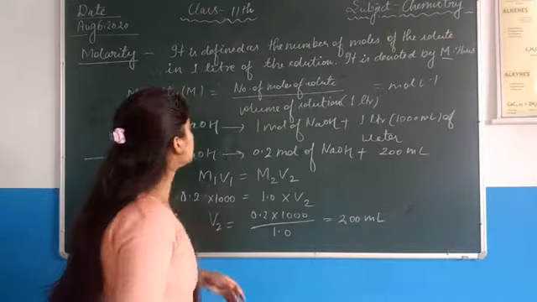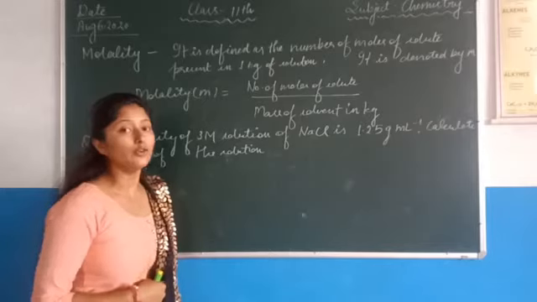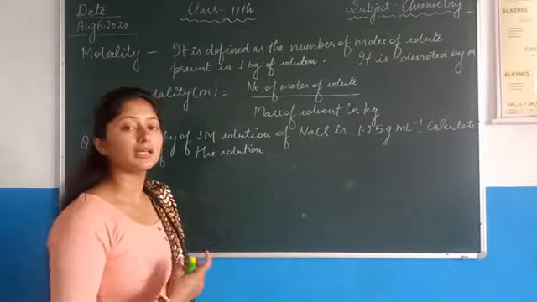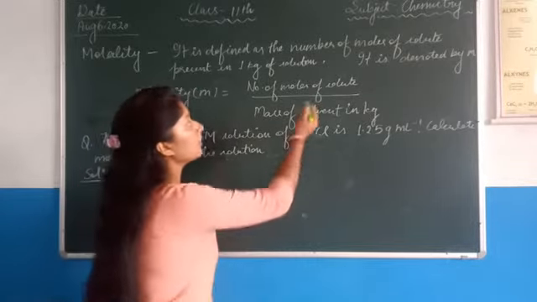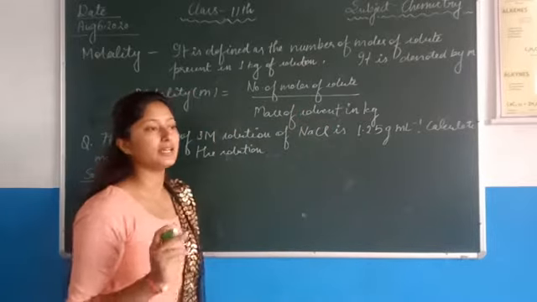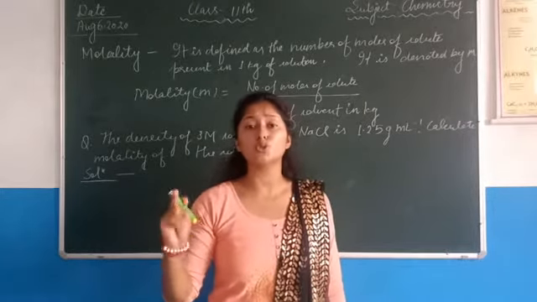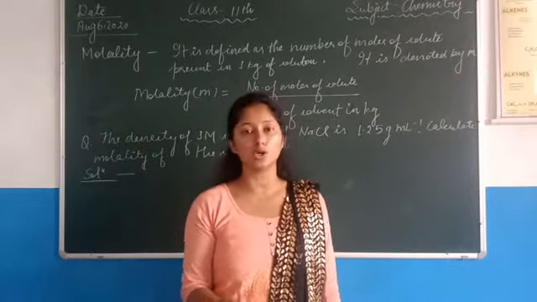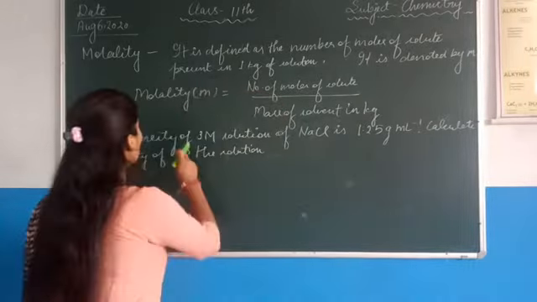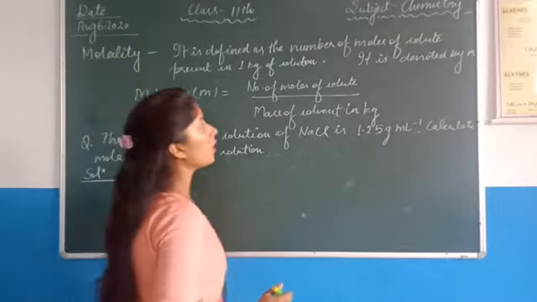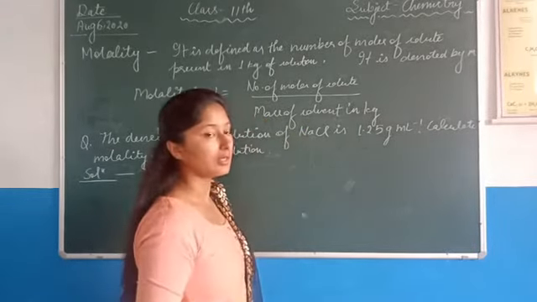ओके, सो दिस इज अनदर वे टू एक्सप्रेस concentration is molarity. Now moving on, molality, another way to express concentration. Molality is defined as the number of moles of solute present in 1 kilogram of solvent. Simply, number of moles of solute in 1 kilogram of solvent is called molality and it is denoted by small m. So molality is equals to number of moles of solute divided by mass of solvent in kilogram.